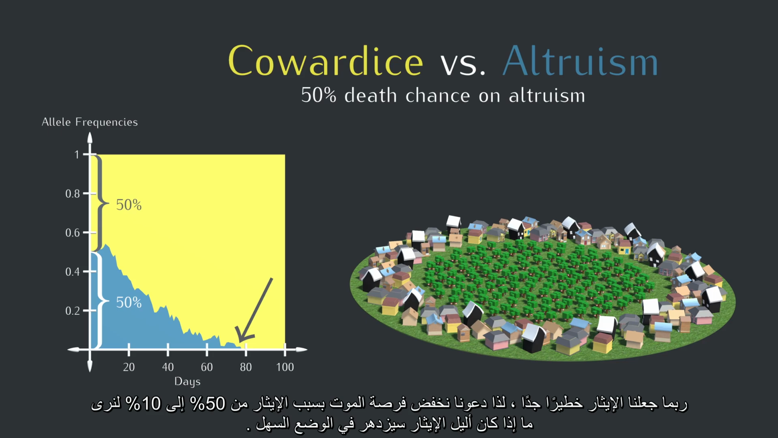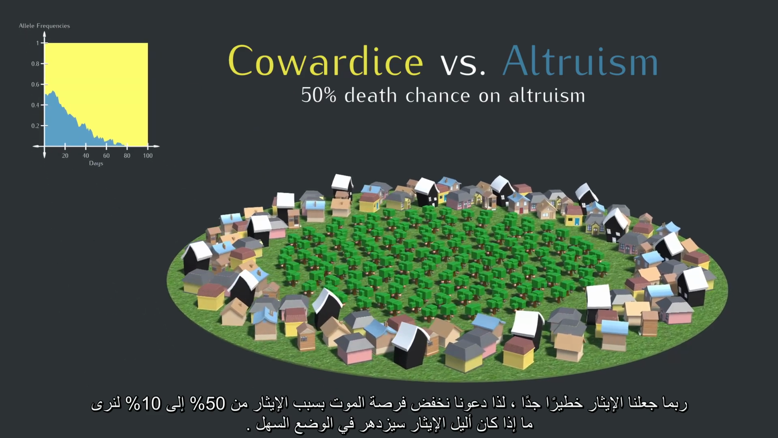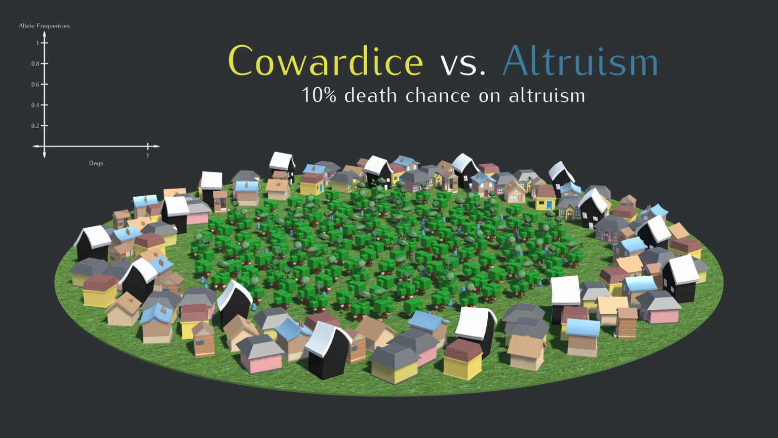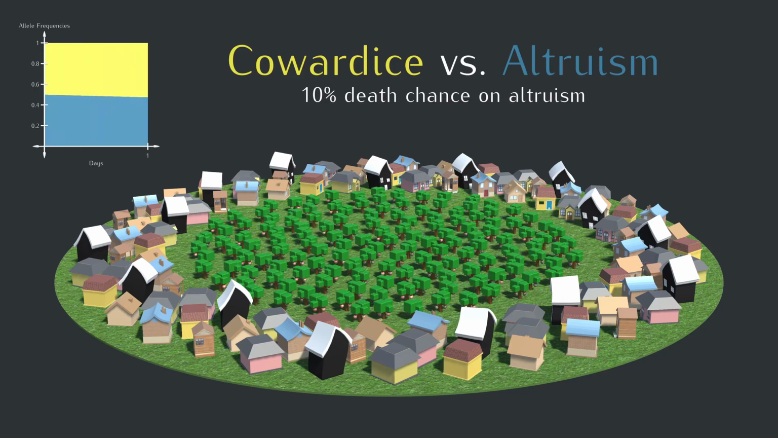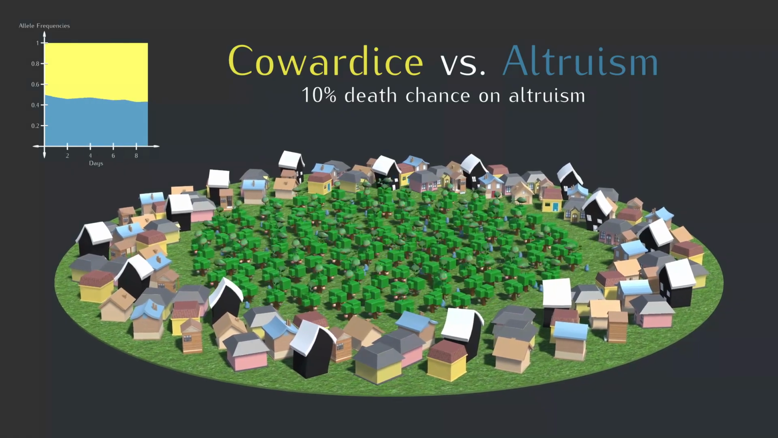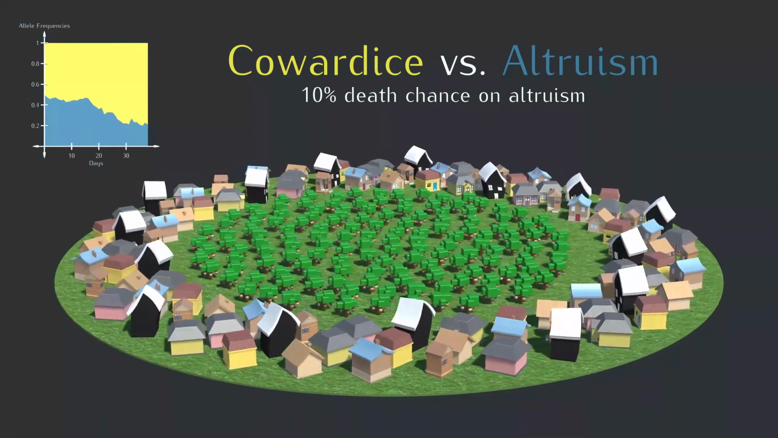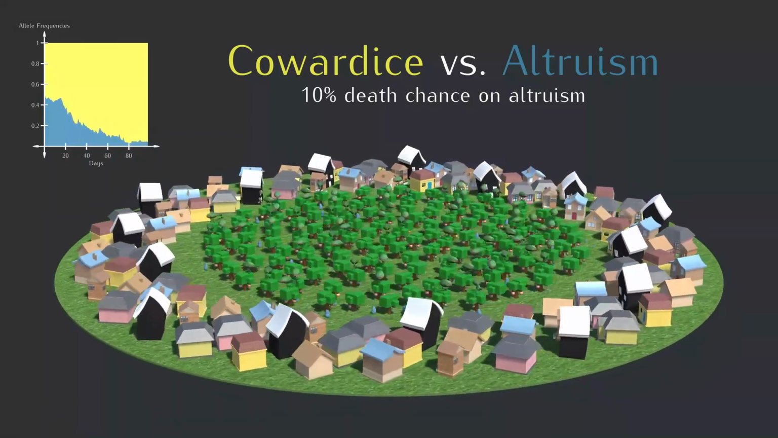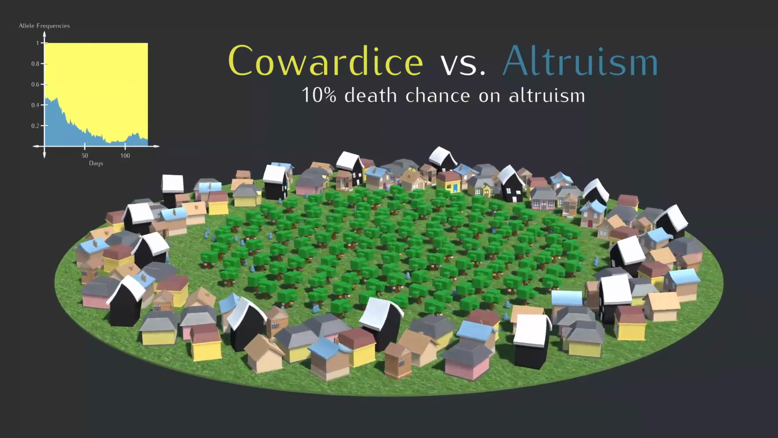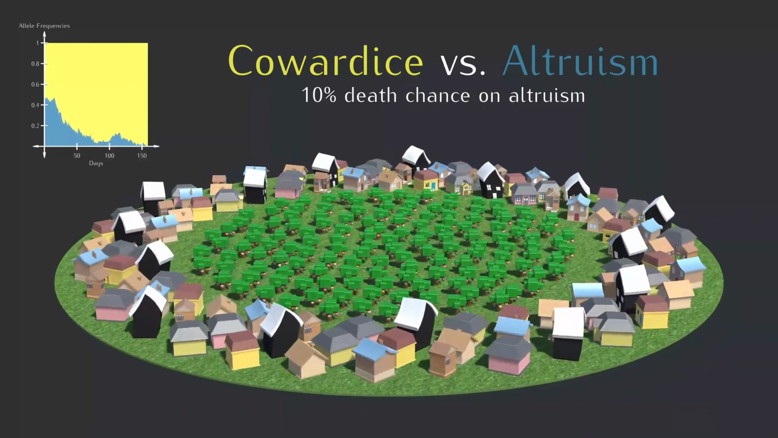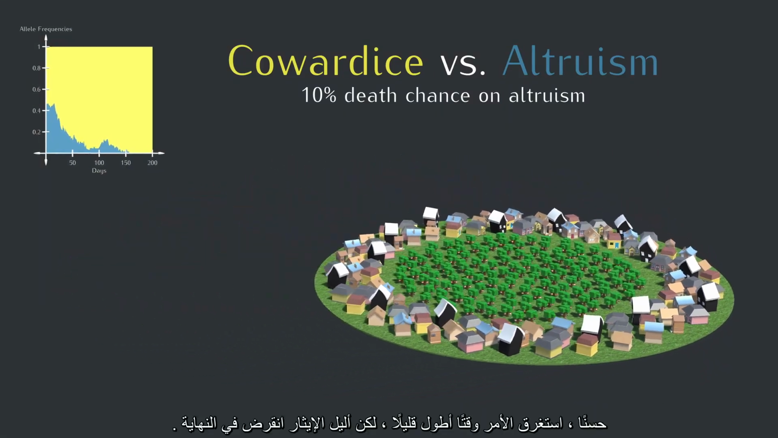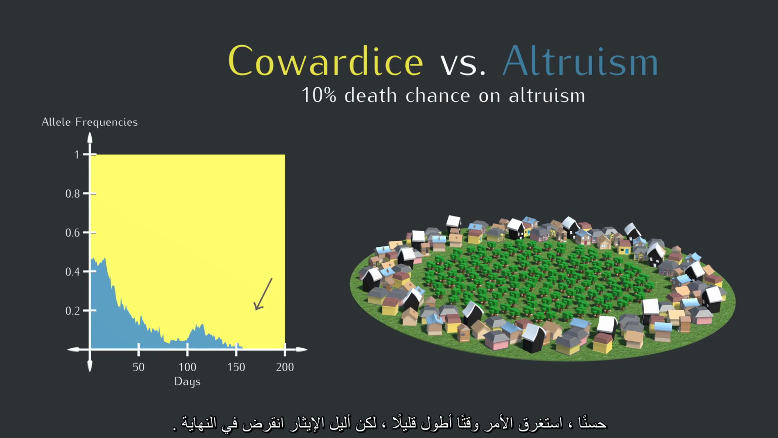Maybe we made it a little bit too dangerous to be altruistic, so let's lower the death chance for being altruistic from 50% to 10% to see if the altruism allele can do well on easy mode. Okay, it took a bit longer, but the altruism allele still went extinct.